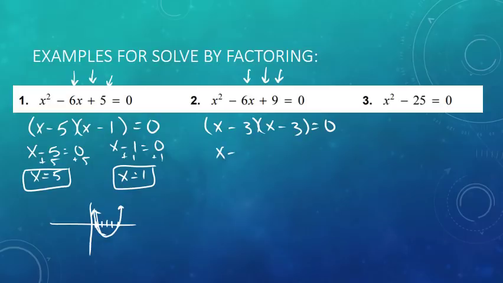Now in this case, both of my answers give me the same thing. I get x equals 3. So what that means is that it's going to cross through at 3 and look something like that. Okay?